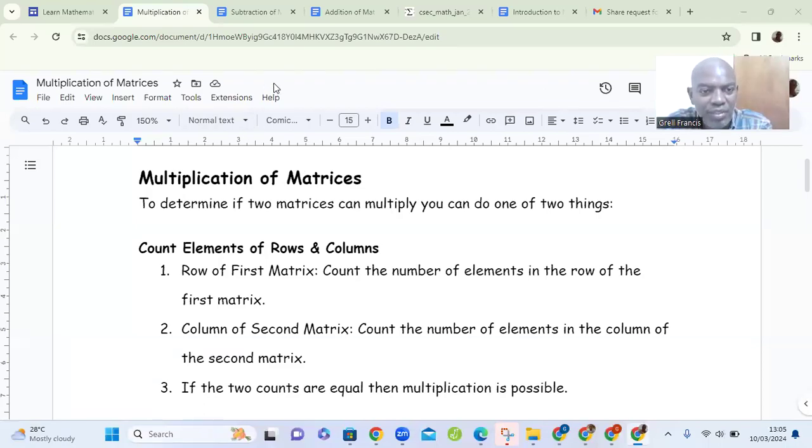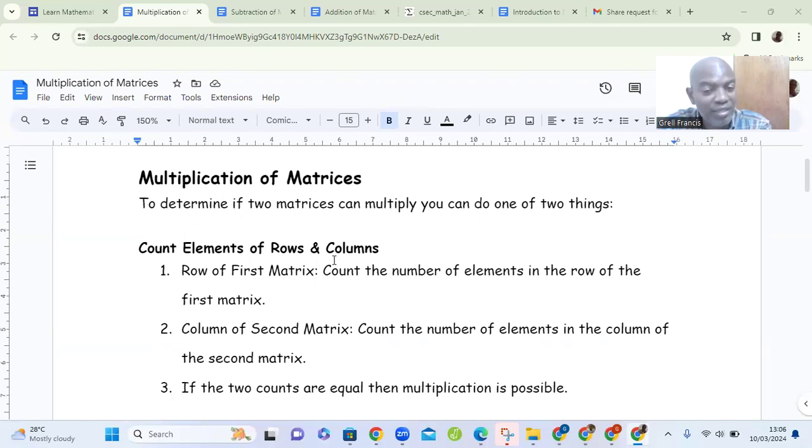This video is with regards to the multiplication of matrices. It says to determine if two matrices can multiply, you can do one of two things. Multiplication of matrices has a little bit more thought to it compared to addition and subtraction. So what you do, you count the elements of the rows and the columns.